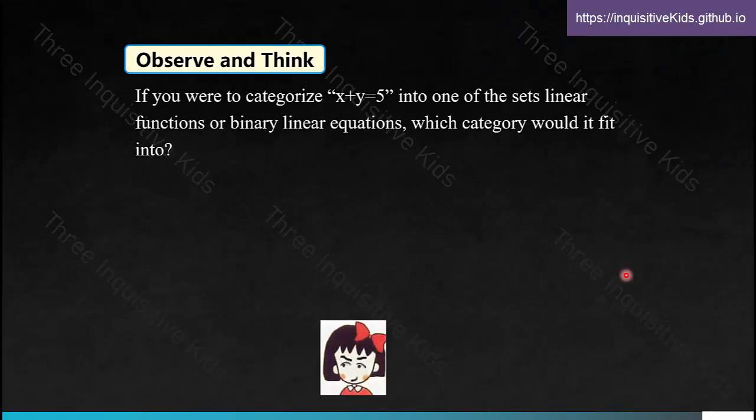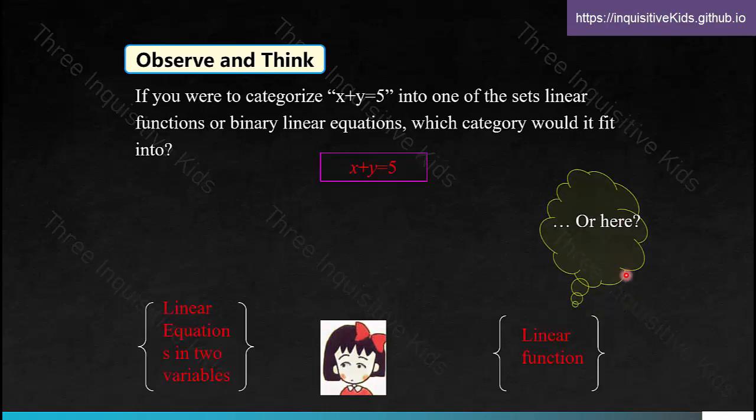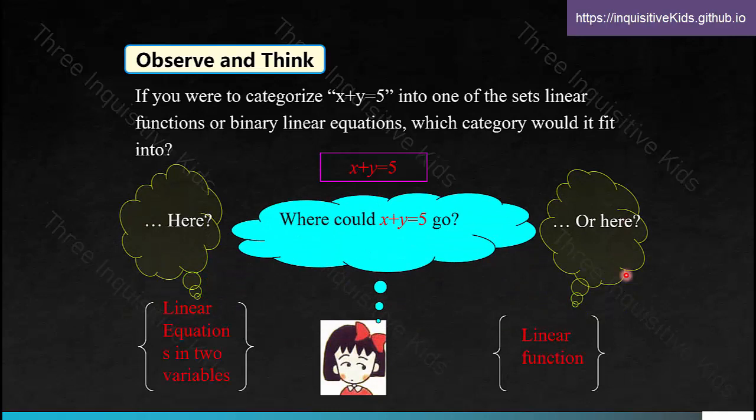Observe and think. If you were to categorize this equation, x plus y is equal to 5, into one of the sets, linear equations or binary linear equations, which category would it fit into? Would it fit here, the set where it says linear equations in two variables, or linear functions?